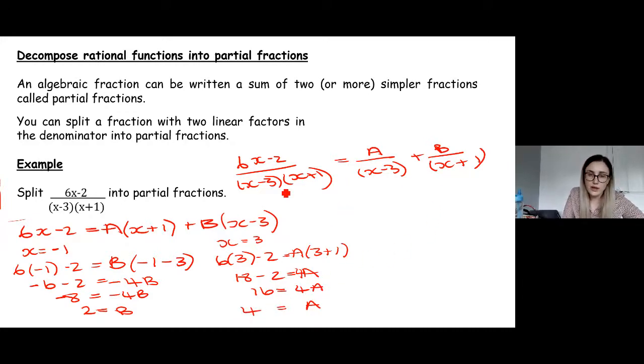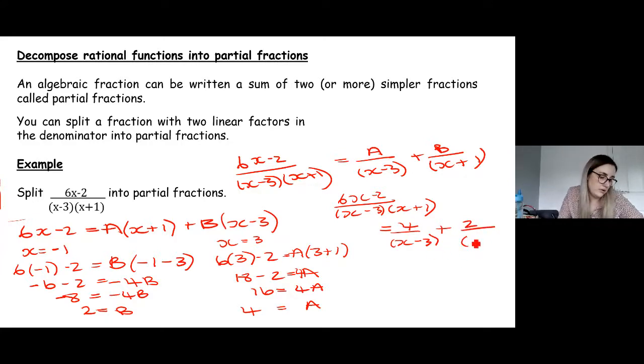So now I know them both, I can rewrite this with my a and b in. So 6x minus 2 over x minus 3, x plus 1 is going to equal, well, my a was 4 over x minus 3, and my b was 2 over x plus 1. So that's that. Okay. So to check if it's right, you can put another value of x in to see if both sides are equal.